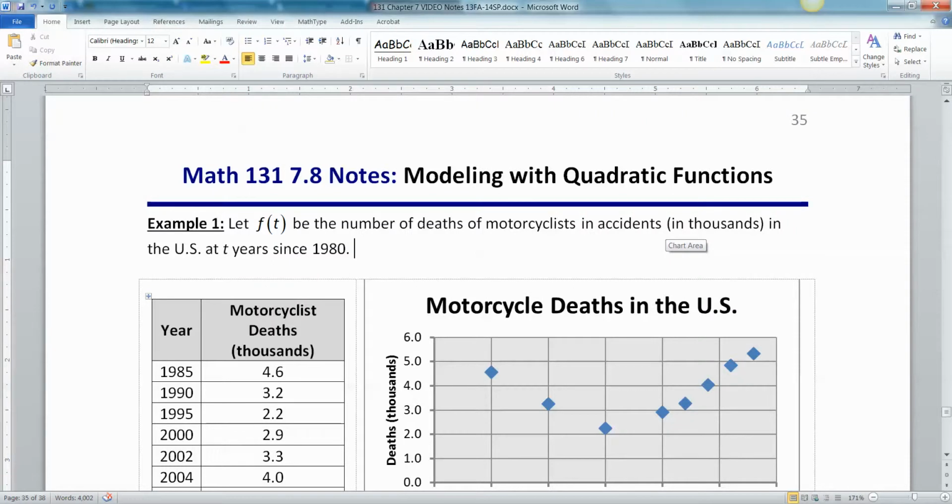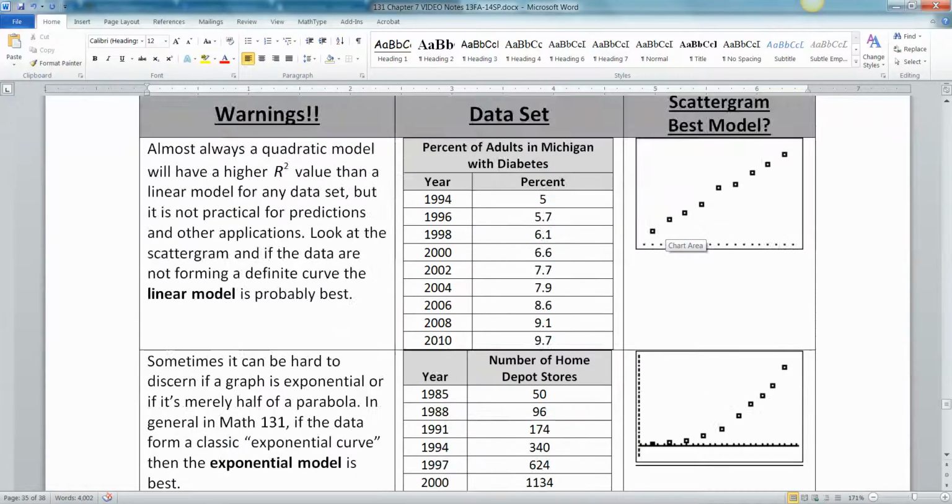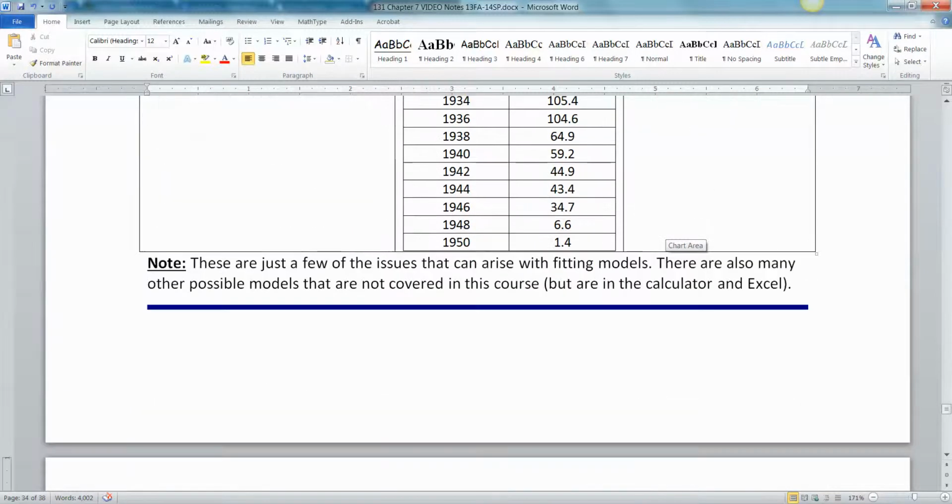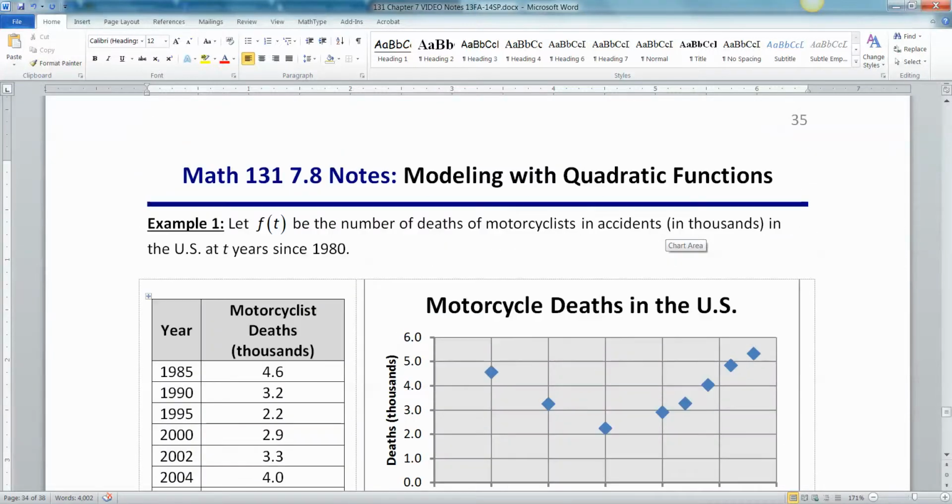Hello there, it's Alana Tuckey, and this is going to be the lecture videos for our last section of Chapter 7, 7.8, Modeling with Quadratic Functions. So now that we've spent some time reminding ourselves of all the different kinds of regressions we know, now we're going to actually be asking ourselves questions about quadratic regression in particular.